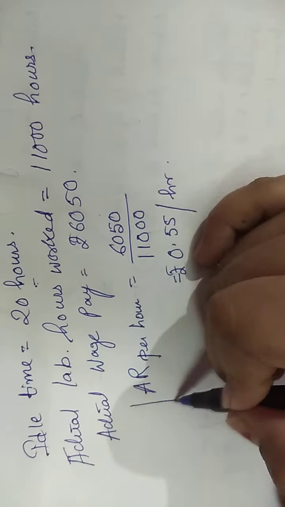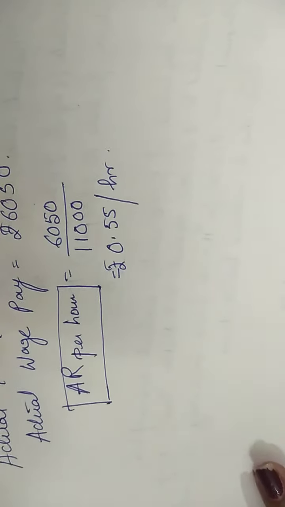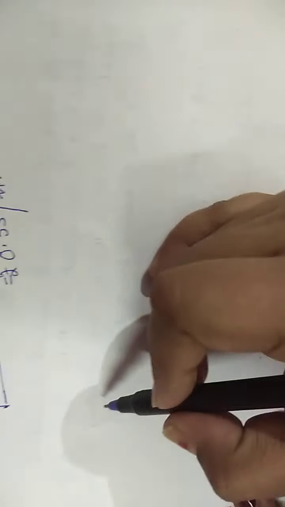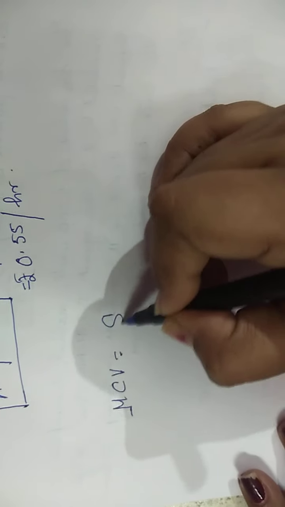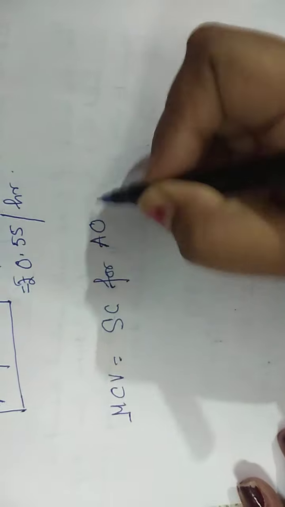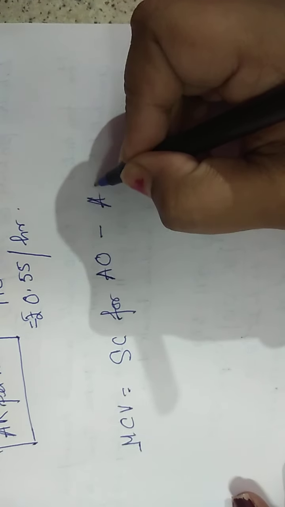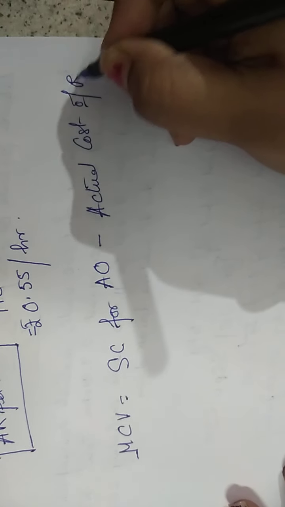By this time we have accumulated all the information. So let us start with material variance. First is material cost variance, that is standard cost for actual output minus actual cost of raw material.